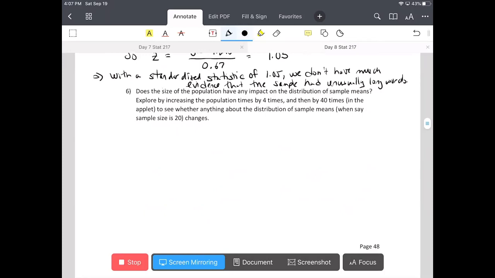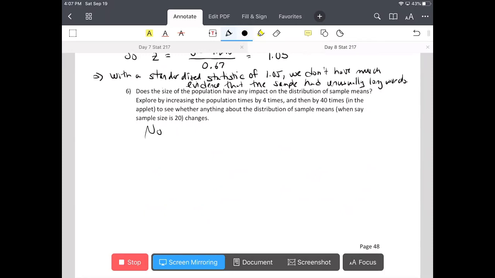Number 6, but does the size of the population have any impact on the distribution of sample means? I want you to explore that by increasing the population times 4 and then 40 times in the applet to see whether anything about the distribution of sample means when the sample size is 20 changes. So pause and give that a shot.